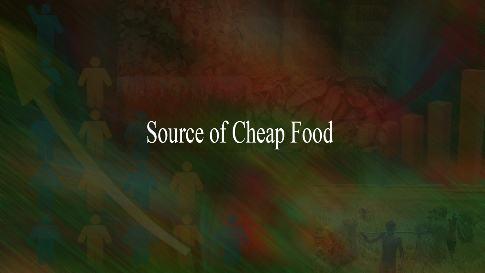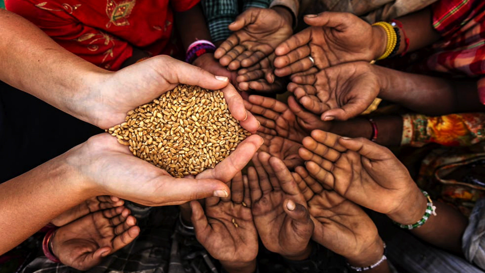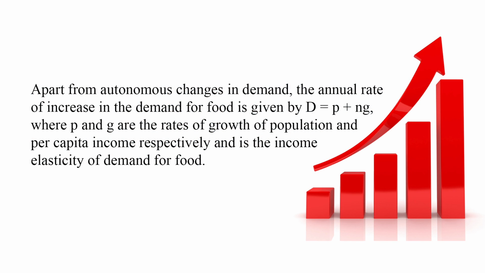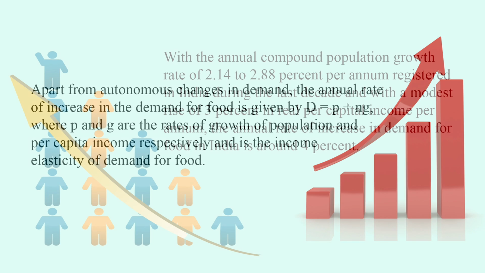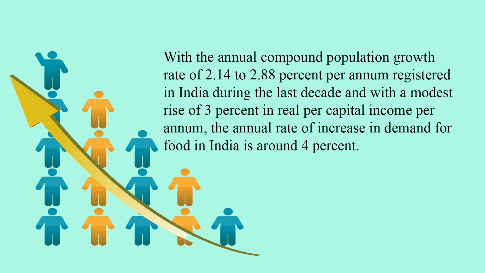Third point is the source of cheap food. Economic development is characterized by a substantial increase in the demand for food. Apart from autonomous changes in demand, the annual rate of increase in the demand for food is given by D = P + nG, where P and G are the rates of growth of population and per capita income respectively, and n is the income elasticity of demand for food. So, with the annual compound population growth rate of 2.14 to 2.88% per annum registered in India during the last decade, and with a modest rise of 3% in real per capita income per annum, the annual rate of increase in demand for food in India is around 4%.